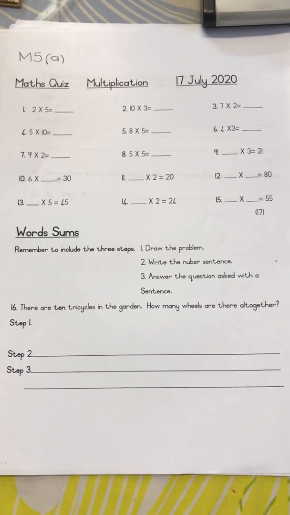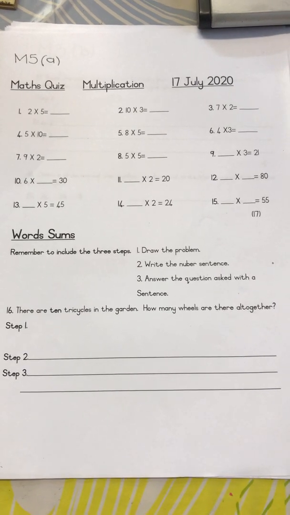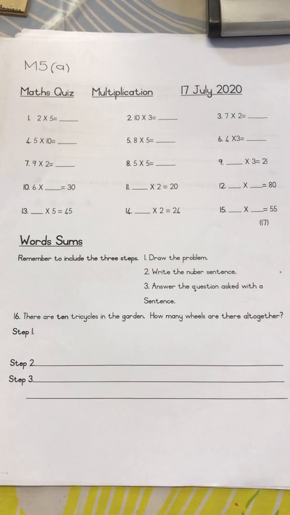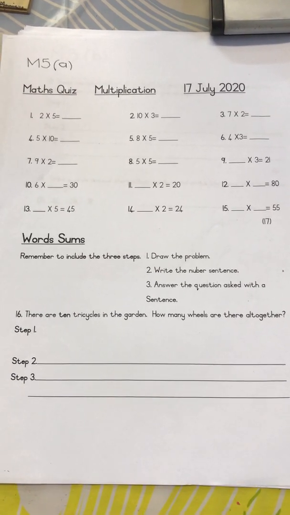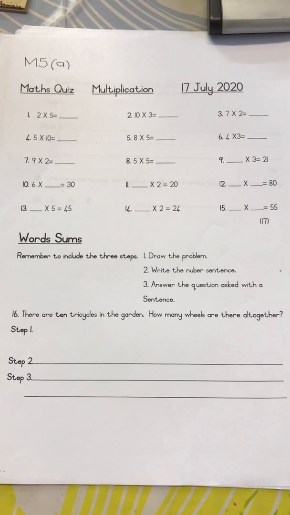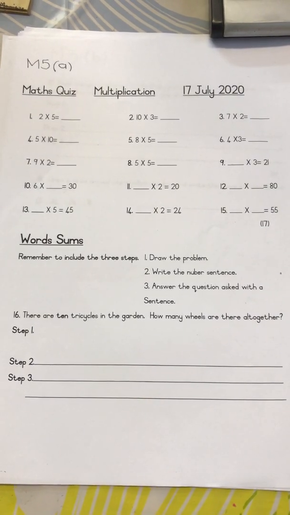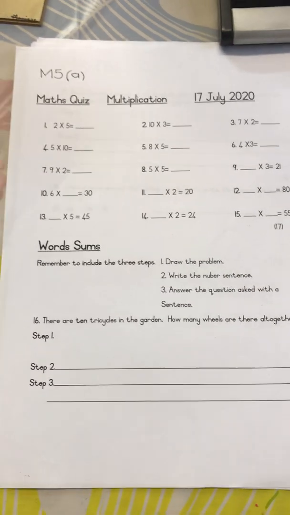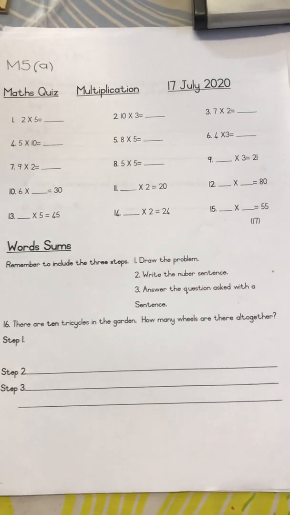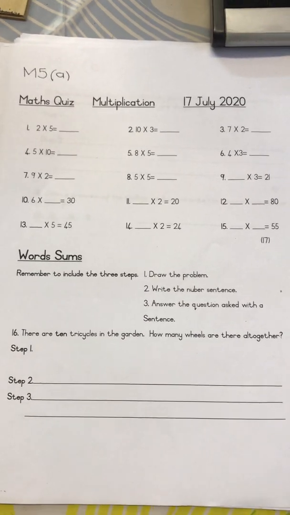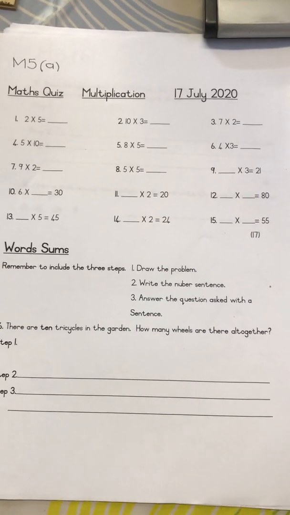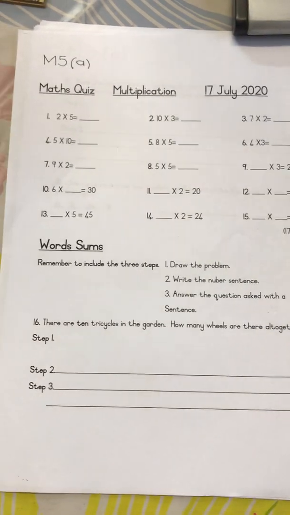And then step 3, you are going to answer the question with a sentence. I'm going to give you the sentence but not the answer. So you are going to write, 10 tricycles have wheels. That will be your answer. I want the full sentence. Remember your capital letters and your full stops. I'm not going to mark that, but you must always keep that in mind. A sentence starts with a capital letter and it ends with a full stop. So, 10 tricycles have wheels. Good. Next page.